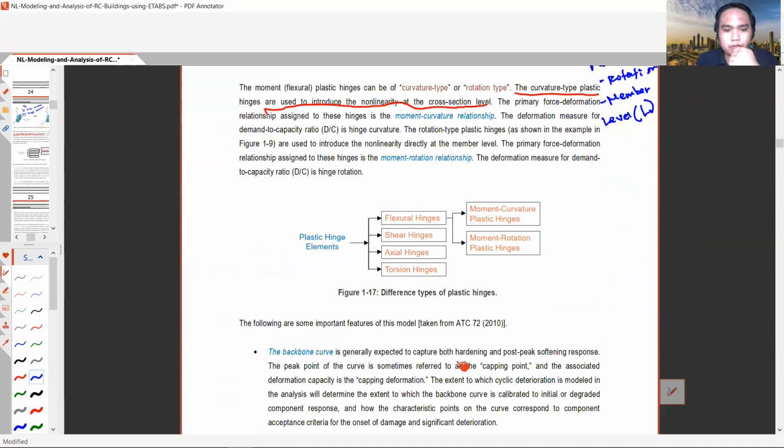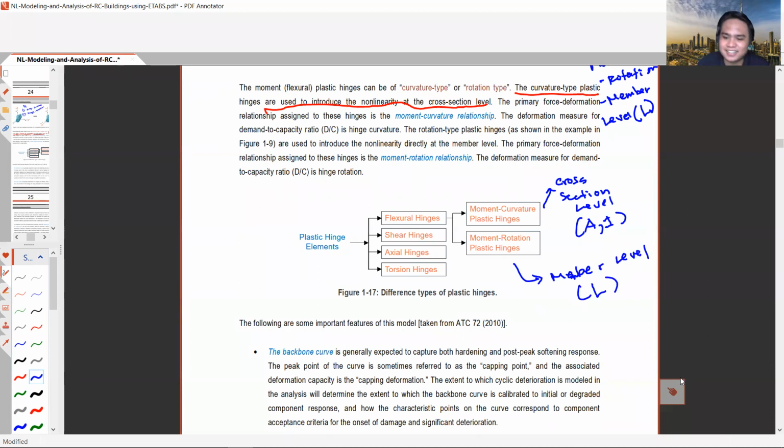Okay. So for the plastic hinges, the flexural hinges, shear hinges, axial hinges, and torsional hinges. So in flexural hinges can be two. Pwedeng moment curvature type of plastic hinges or moment rotation type plastic hinges. So for this one is the cross-sectional level, or dealing with area and inertia. And for this one is dealing with the member level or the length.